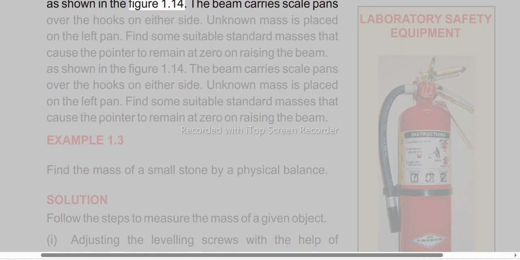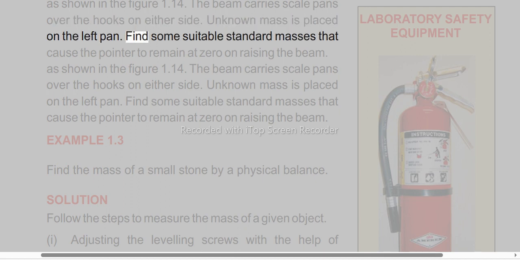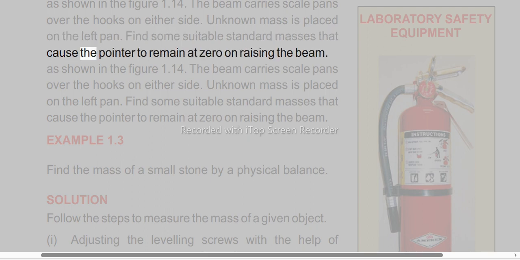As shown in figure 1.14, the beam carries scale pans over the hooks on either side. Unknown mass is placed on the left pan. Find some suitable standard masses that cause the pointer to remain at 0 on raising the beam.